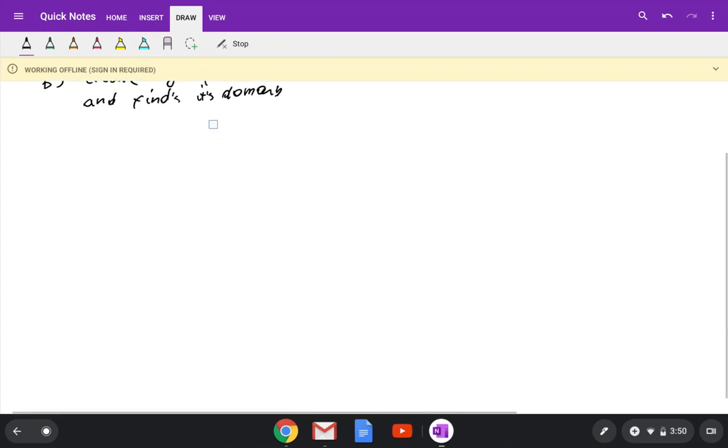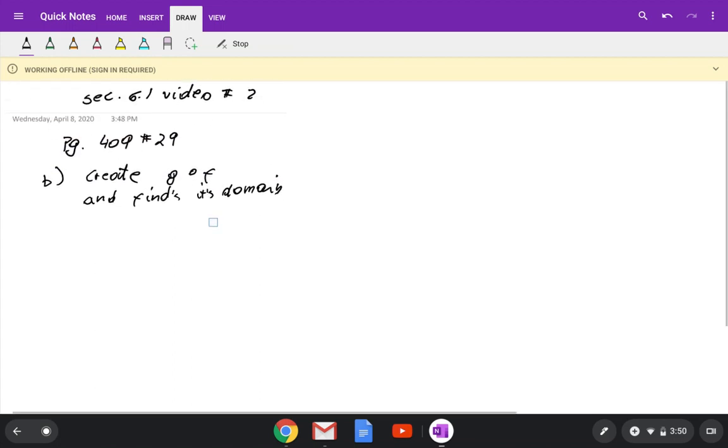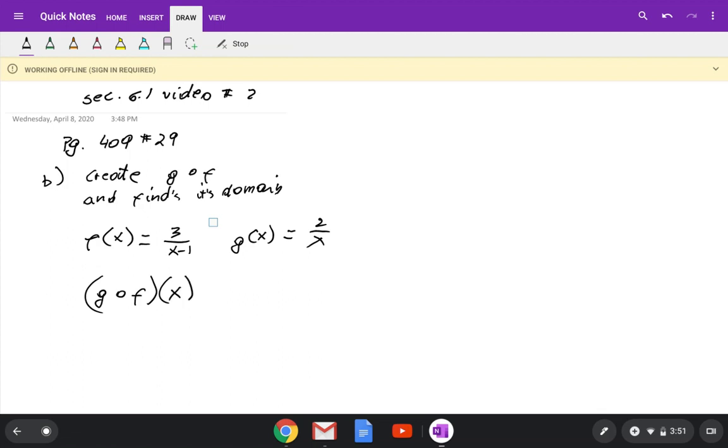So let me go back. They gave you function f of x, which is equal to 3 divided by x minus 1, and g of x is equal to 2 over x. So first, we're going to create a composite function, g composed with f of x, which is the same as g of f of x.